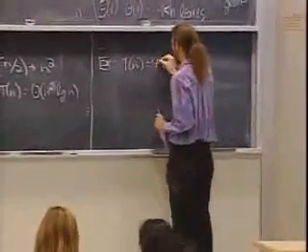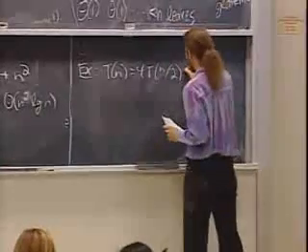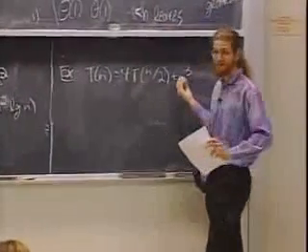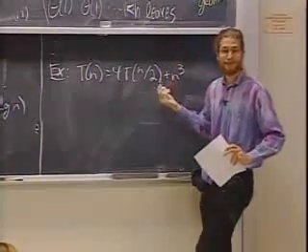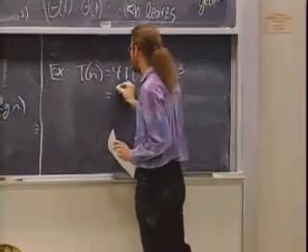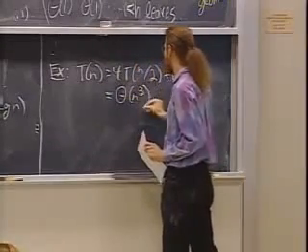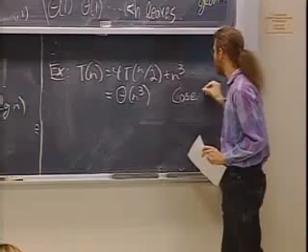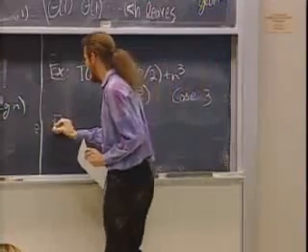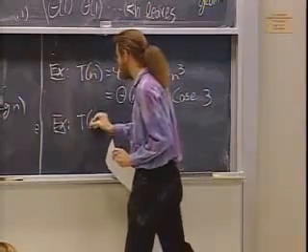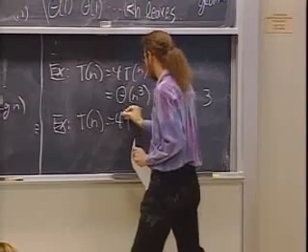T of n is 4 times T of n over 2 plus n cubed. What's the answer? n cubed. This is case 3. Okay, I know this is pretty boring. At this point, we're just applying this theorem.